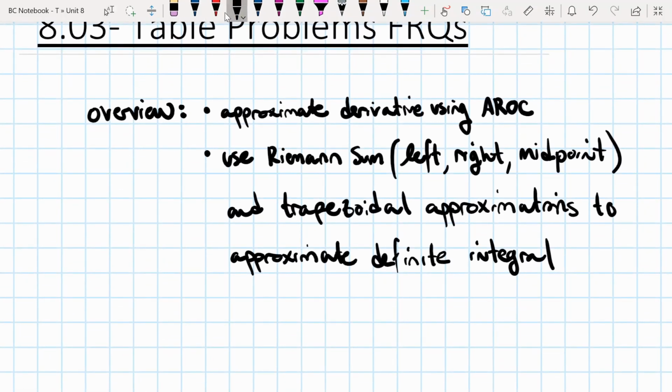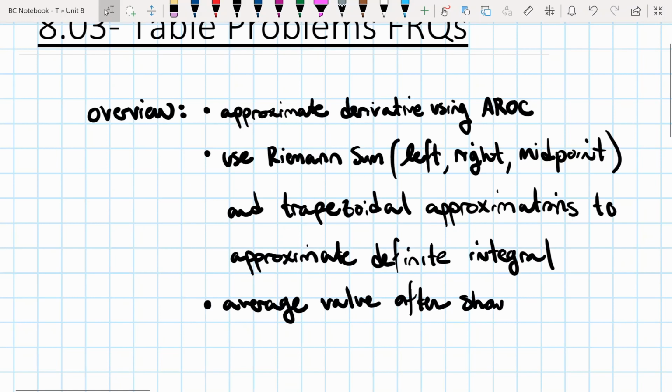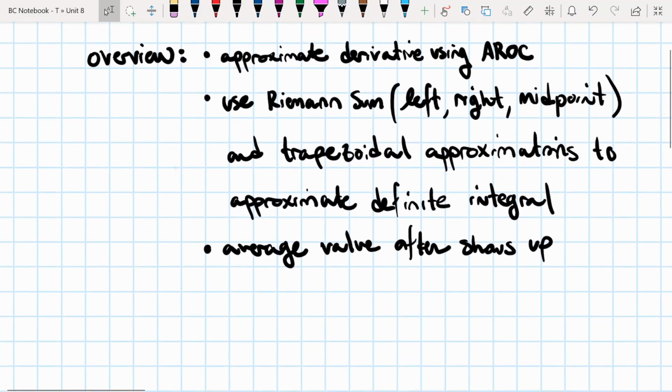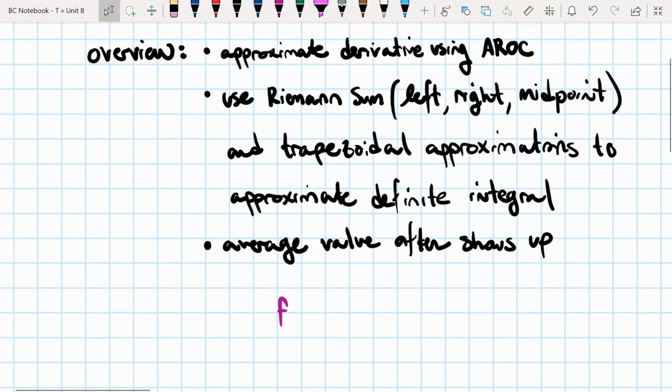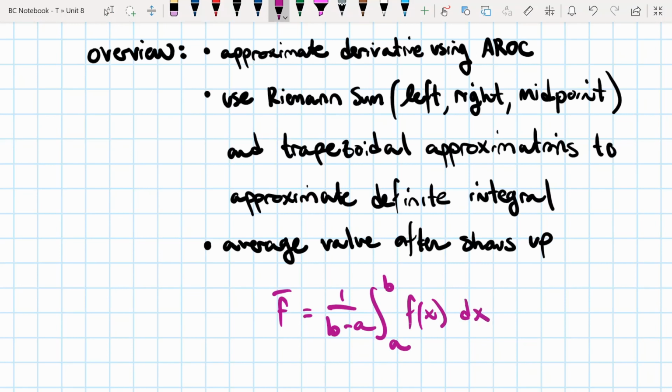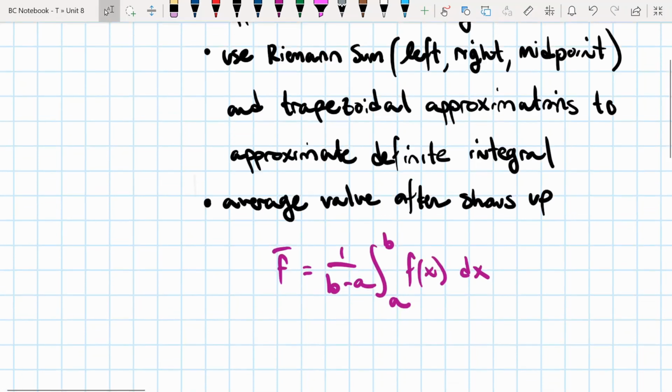Another thing you're going to see is an average value. Average value often shows up in these. For example, if I want to find the average value of f, it's written with f and with a bar over it. This is going to be 1 over b minus a, integral from a to b of f of x dx. So if I want to find the average velocity of something, and we're given a table that represents the velocity, you're not going to find the average rate of change of velocity. You're actually going to use this integral here.